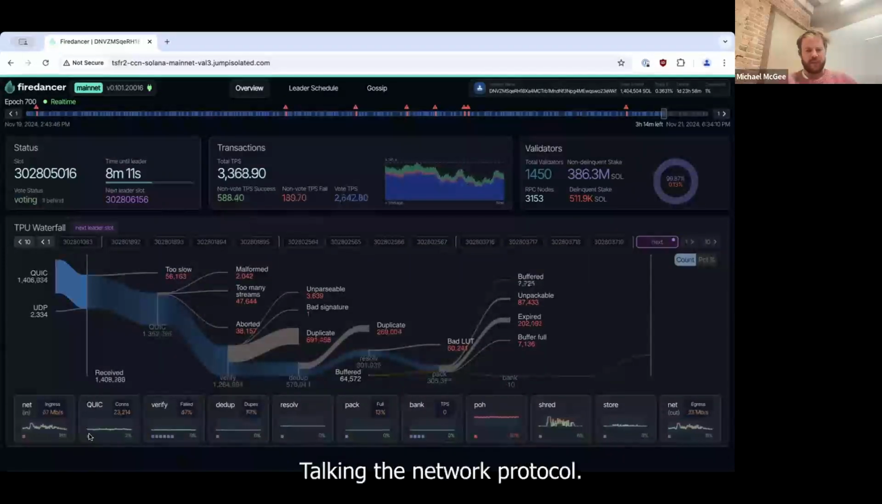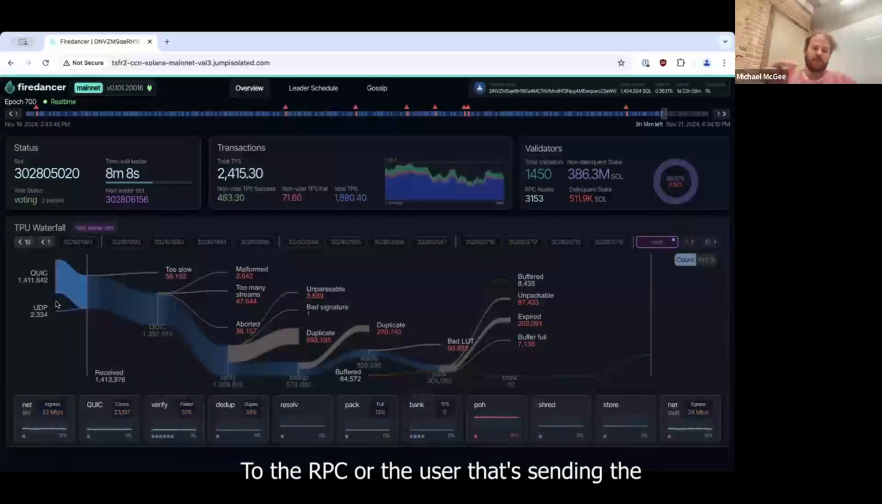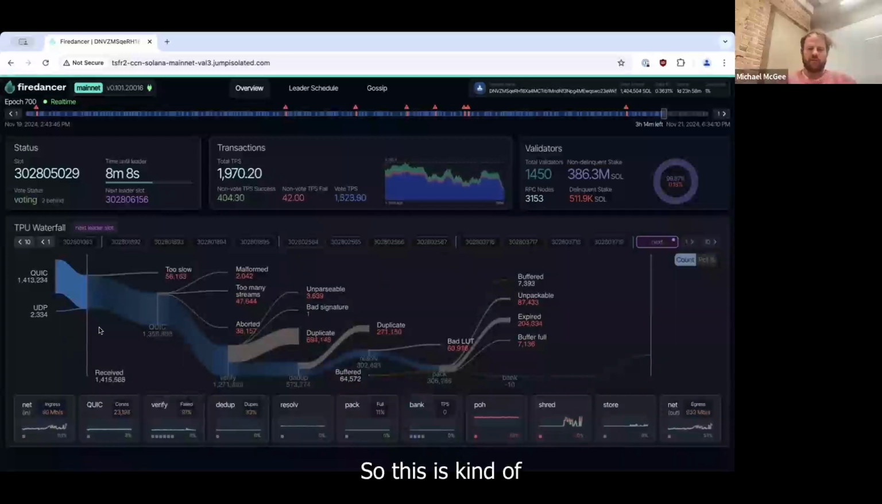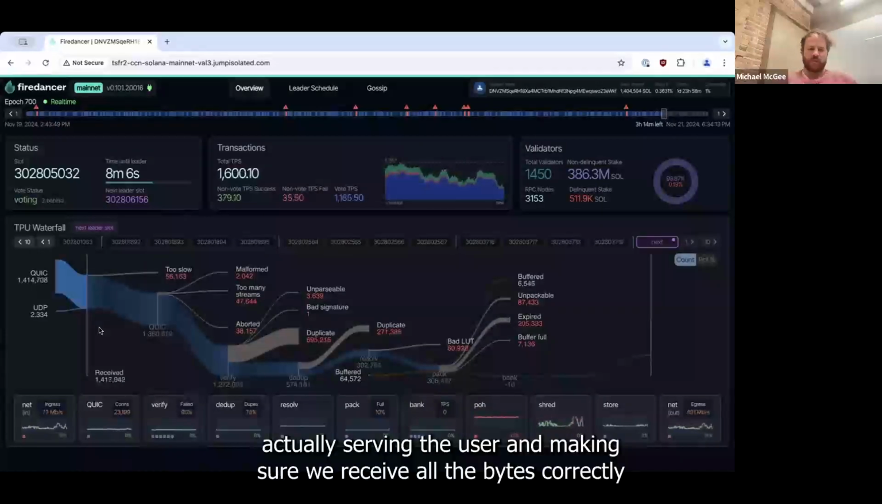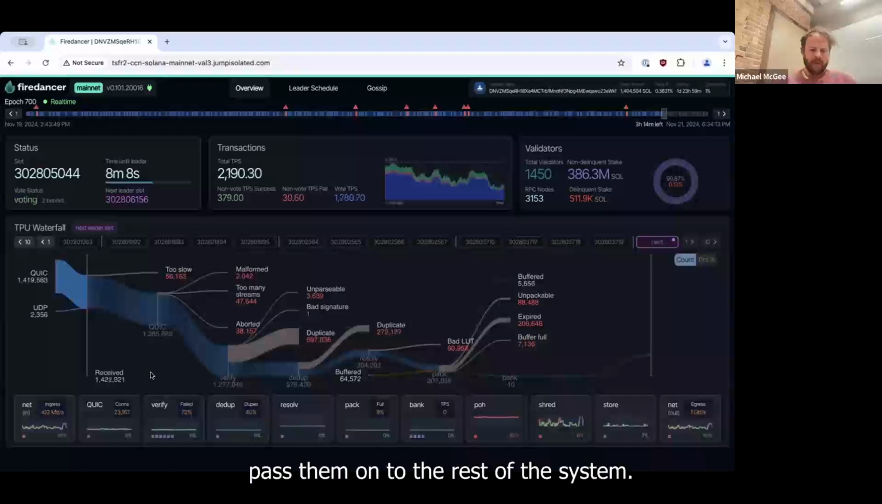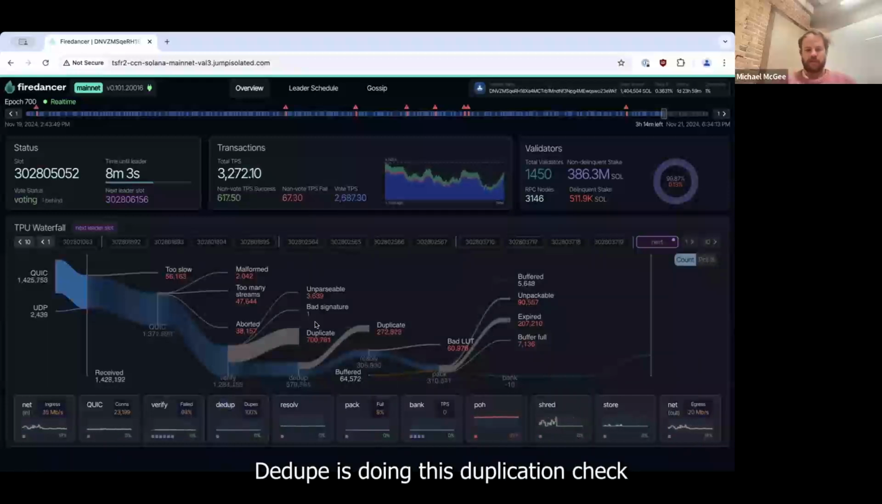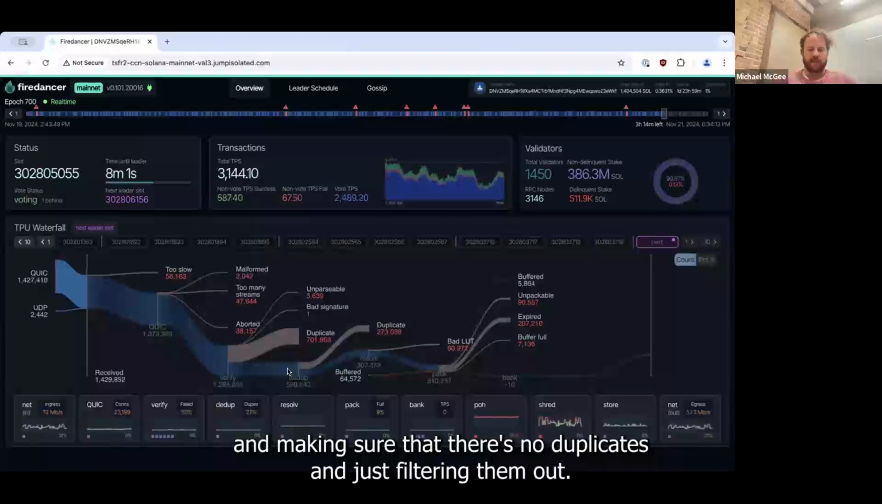We have QUIC, which is talking the network protocol to the RPC or the user that's sending the transaction. So this is actually serving the user and making sure we receive all their bytes correctly and that we can pass them on to the rest of the system. Dedupe is doing the deduplication check, making sure that there are no duplicates and just filtering them out.